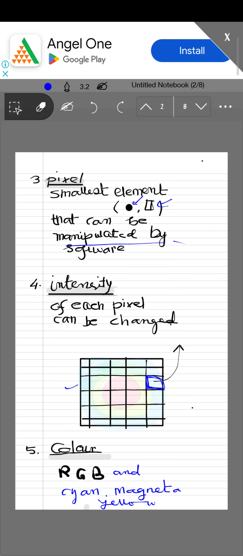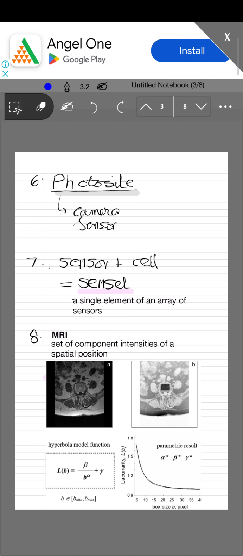It can also be used in providing or detecting color, which is mainly red, green, and blue initially, and can be cyan, magenta, yellow, and black even. In the case of a camera sensor, pixels are the photosites, similar to the cathode ray tube. Sometimes a sensor cell is called a sensel, which is a single element in an array of sensors.